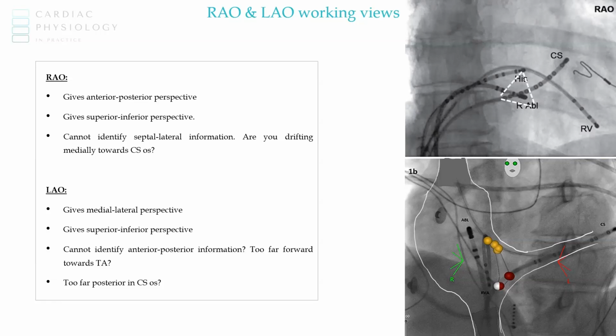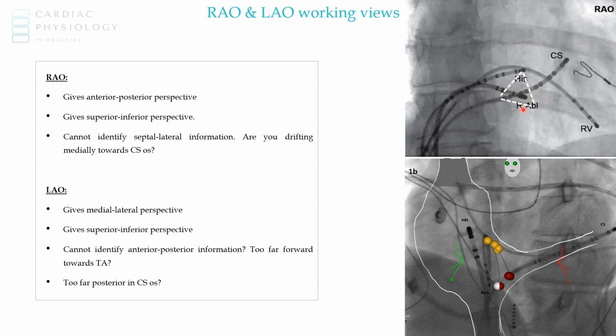So RAO views and LAO views have different pros and cons. RAO gives you an idea of how far forward or anterior your catheter is and how far posterior your catheter is, so you can monitor your ablation from the anterior portion of the septal leaflet of the tricuspid valve and drag back and watch it come more posteriorly as you go.